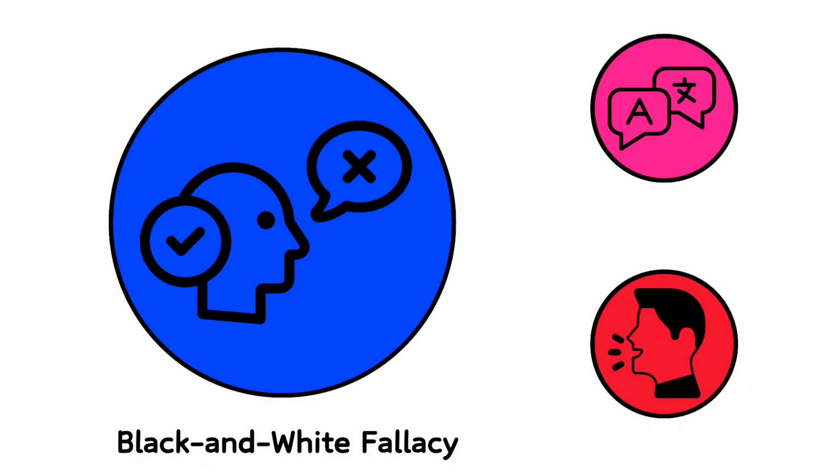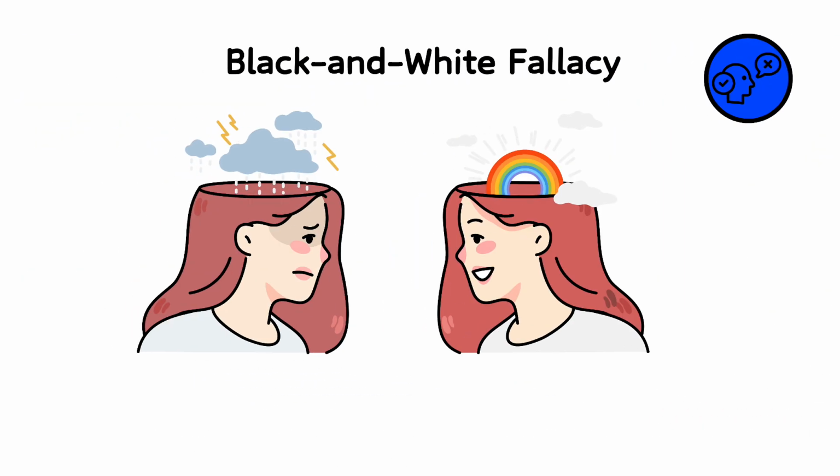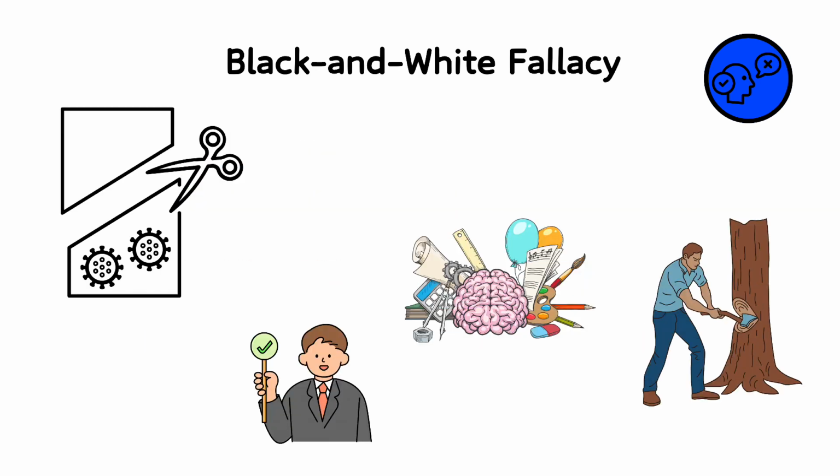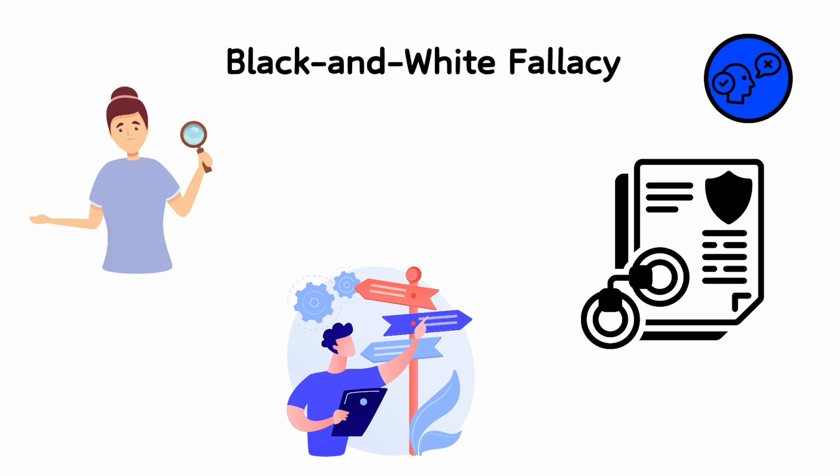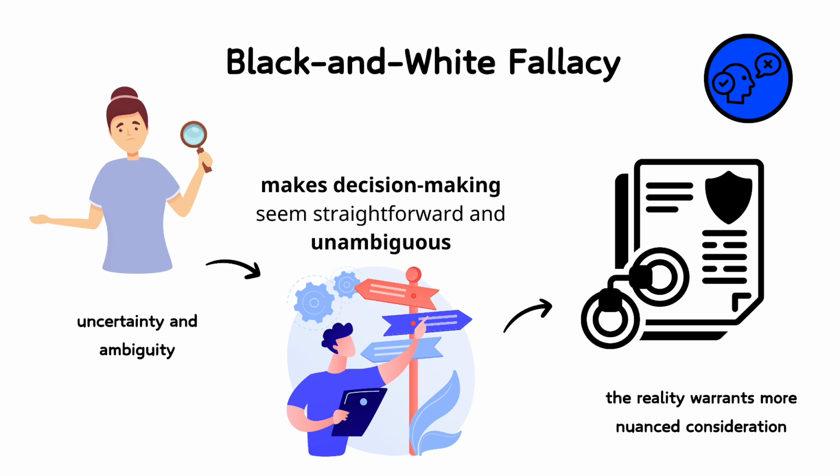Black and white fallacy. The black and white fallacy presents complex issues as having only two possible outcomes, one good and one bad. It simplifies the nuanced reality into a stark choice between us and them, right and wrong. By eliminating the middle ground, it pressures people to choose the correct side, which is always the propagandist side. This technique exploits our comfort with clear-cut simplicity and our discomfort with uncertainty and ambiguity. It's effective because it makes decision-making seem straightforward and unambiguous, even when the reality warrants more nuanced consideration.